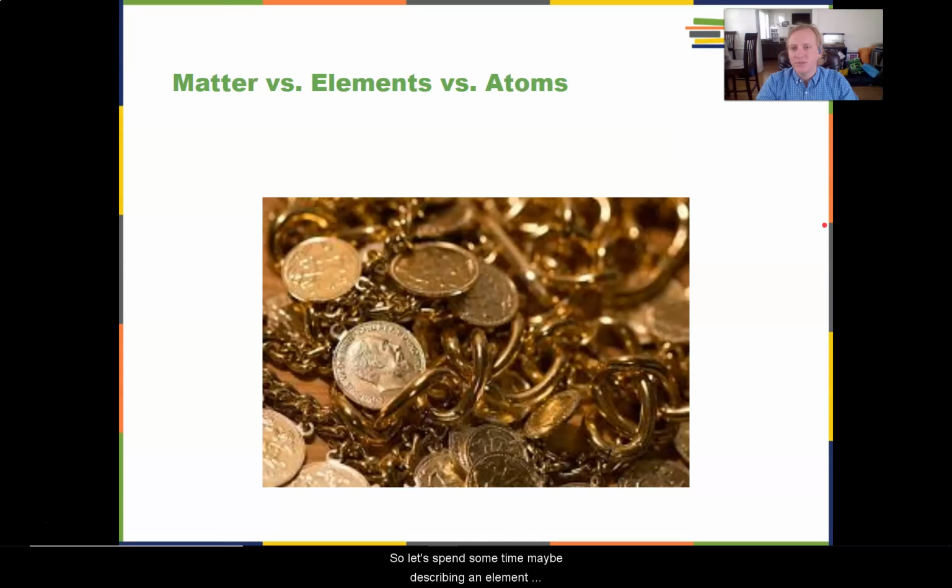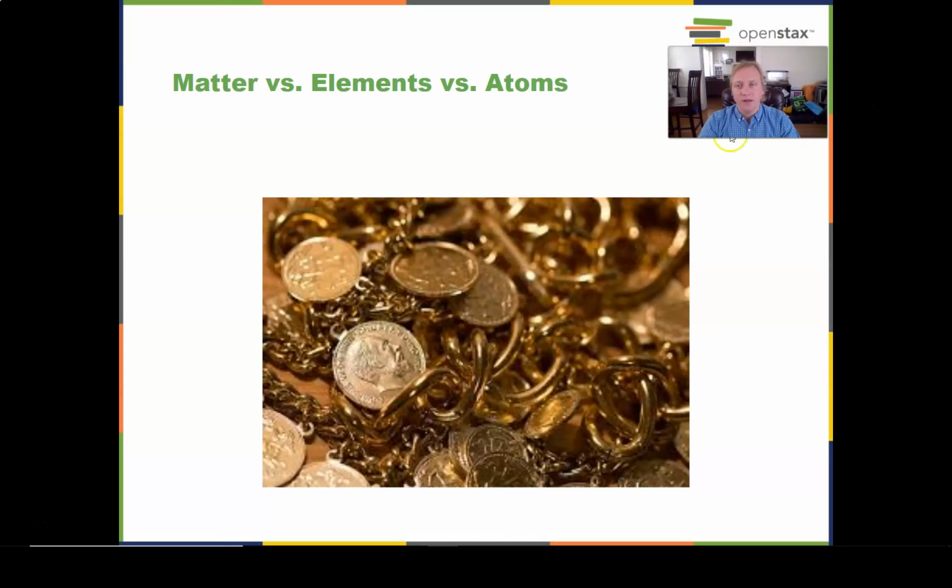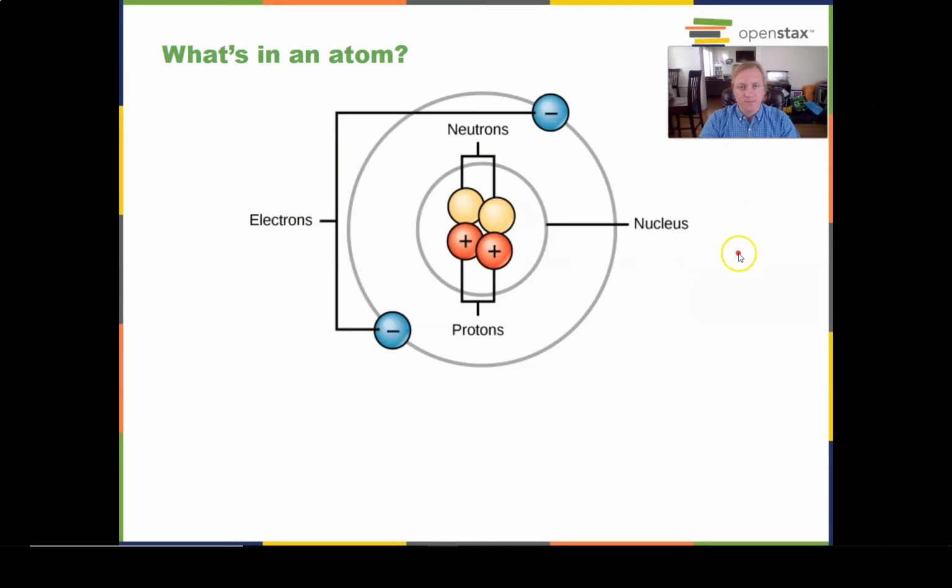So let's spend some time describing an atom, and then hopefully we can bring this all back together in a way that will make sense. So what's in an atom? What are these subatomic particles, and what makes an element an element? This particular atom has two protons. These protons have positive charges. This particular atom also has two neutrons.